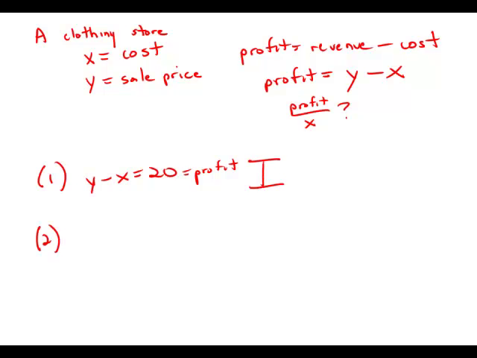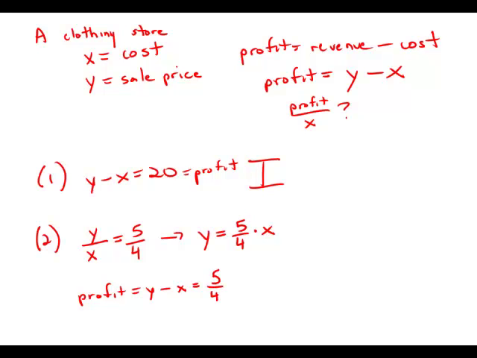Statement number 2 tells us that Y over X is 5 over 4. Well, this is fascinating. I'm going to multiply by X so that Y equals 5/4 times X. And then I'm going to go to my profit equation. Profit equals Y minus X equals 5 over 4 times X minus X.